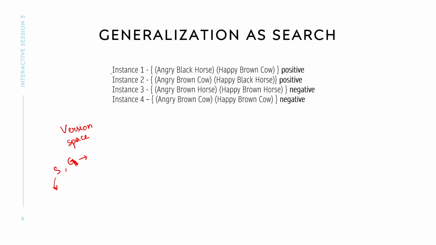Anyway, in every case, instance 1 will be my S1, right? So S1 is angry black horse and happy brown cow, right? So this is S1, and what will be G1 then? We'll always start off with the most general case, which is all of them wildcards, right? So this is what we start off with.